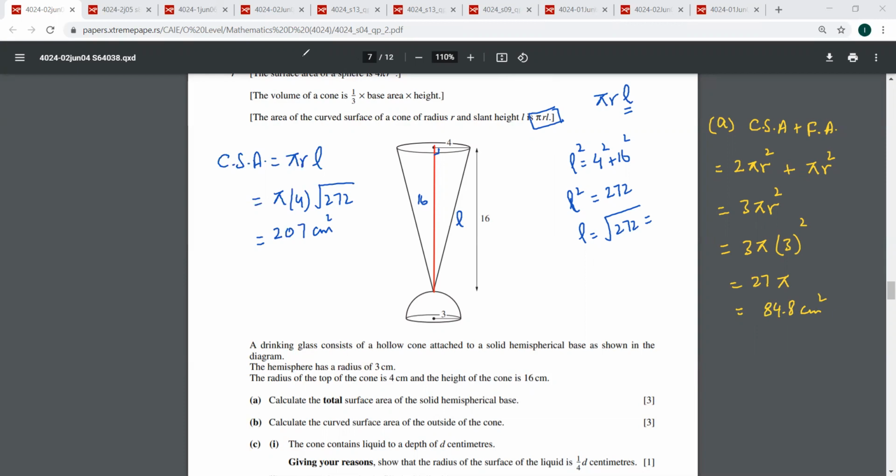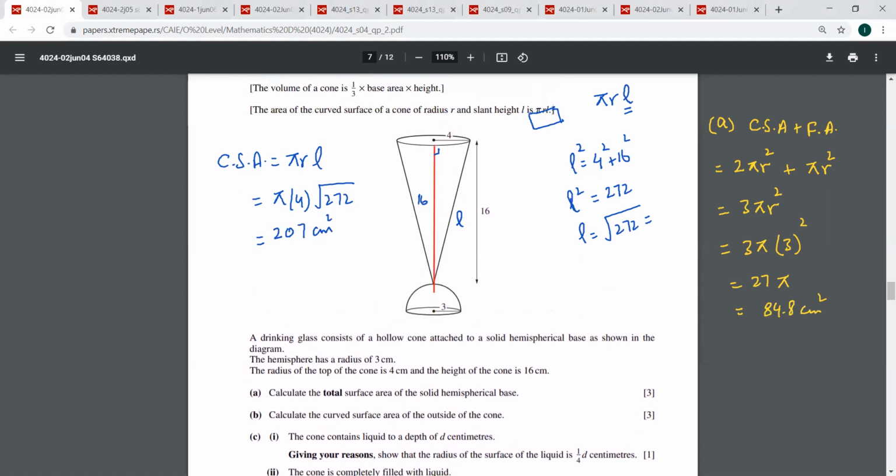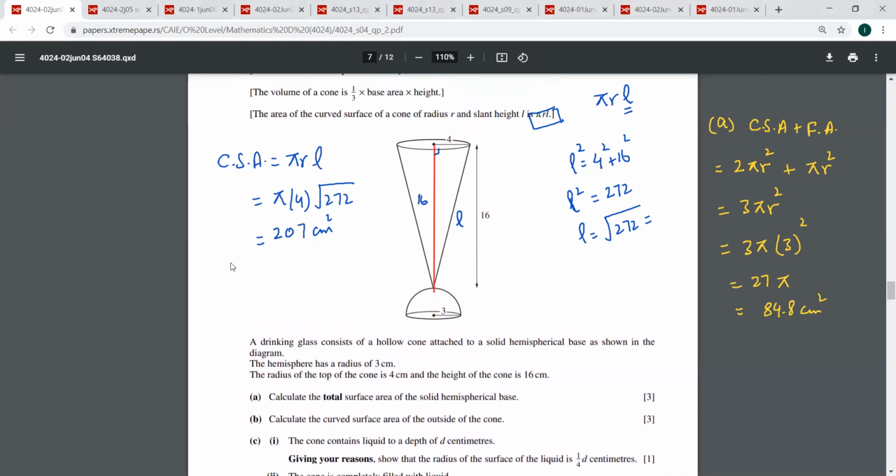It says in the C part, the cone contains liquid to a depth of d centimeter, okay? Giving your reasons, show that the radius of the surface of the liquid is quarter d centimeter. Acha, Vijay, this is a typical question that is asked in a cone situation. It says it contains a liquid up to a depth of d.